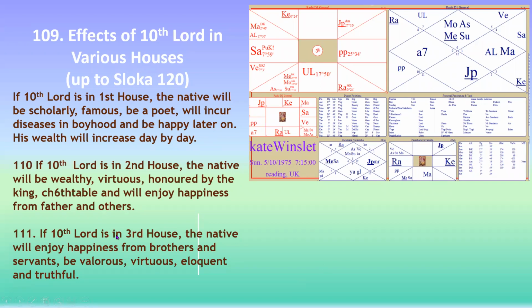If the 10th lord is in the third, the native will enjoy happiness from brothers and servants, be valorous, virtuous, eloquent, and truthful. That is superb. These people who have the 10th lord in the third should go into an enterprise. They will do brilliantly with small projects, project-based work which comes to an end from time to time. They are very enterprising. The word enterprise is associated with this particular yoga. It's a brilliant yoga.